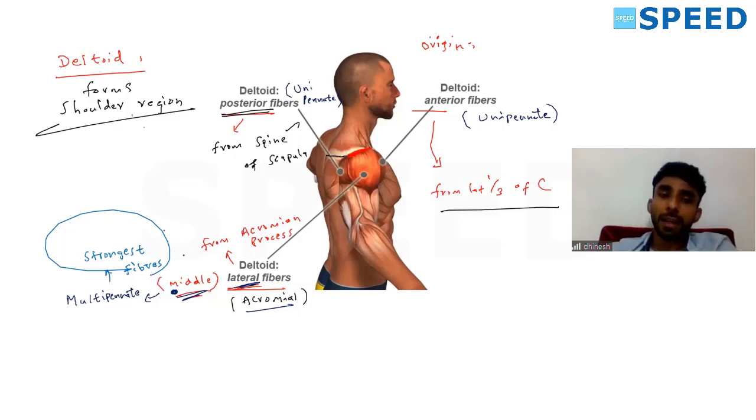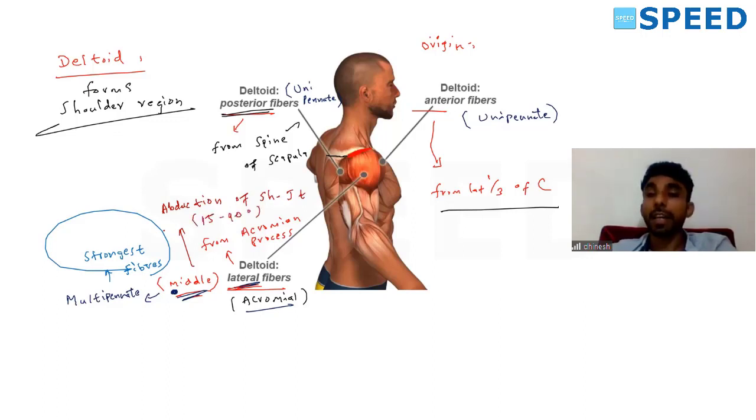So what is the action of the middle or acromial or lateral fibers of deltoid? Exactly, they cause abduction of shoulder joint. Any idea about the degree of abduction? Yes, 15 to 90 degree abduction of shoulder joint is caused by deltoid, specifically the middle or lateral or acromial fibers of deltoid.